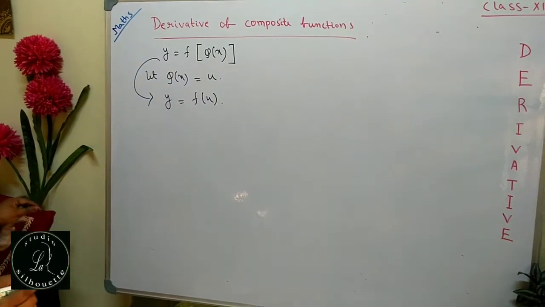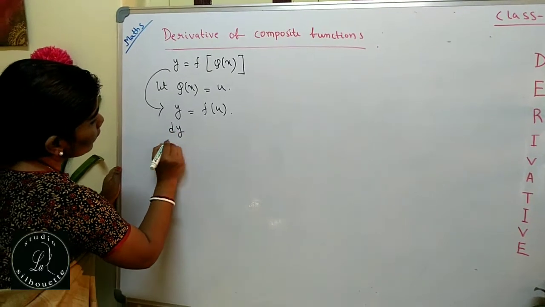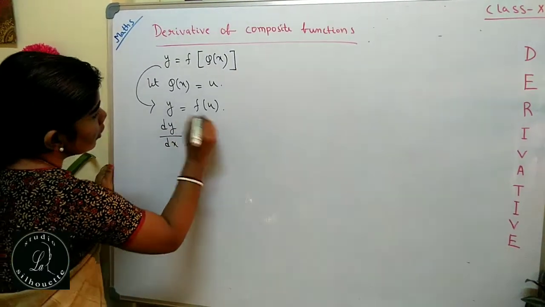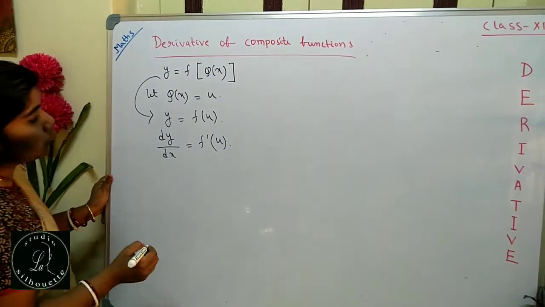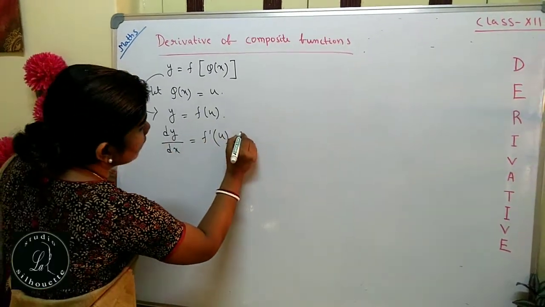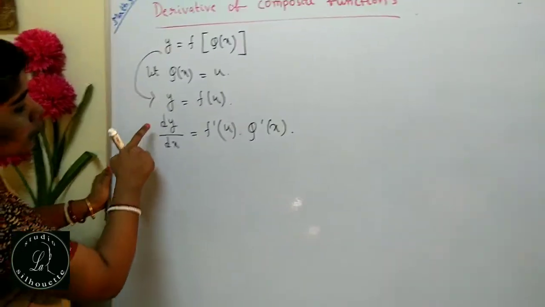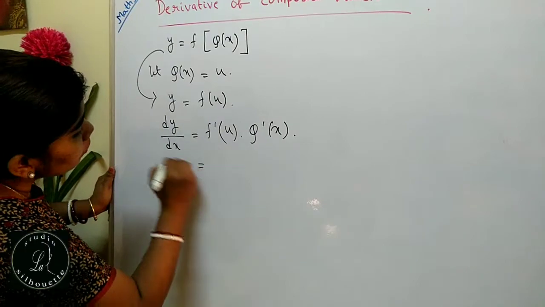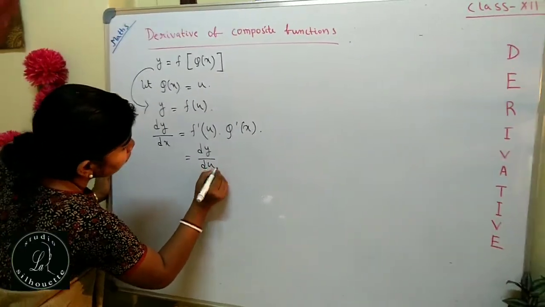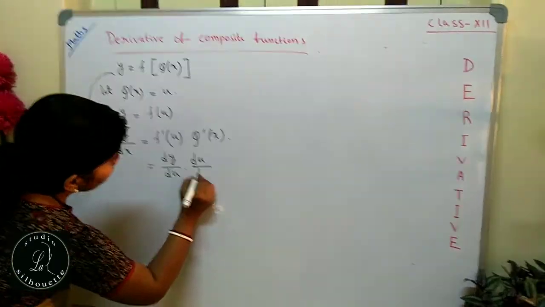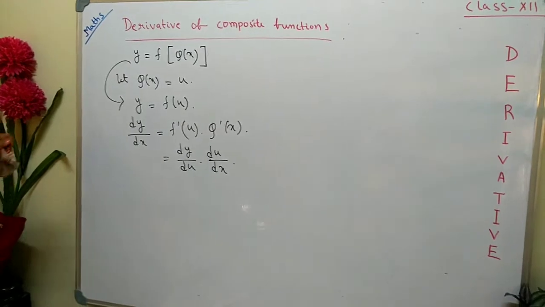Then how to find the derivative of this function? To find dy dx, what you will do? First of all, you will find the derivative of f u with respect to u. Then you have to multiply this with phi dash x. Or in other words, to find dy dx, you can do dy du into du dx. This is the rule to find the derivative of composite functions.